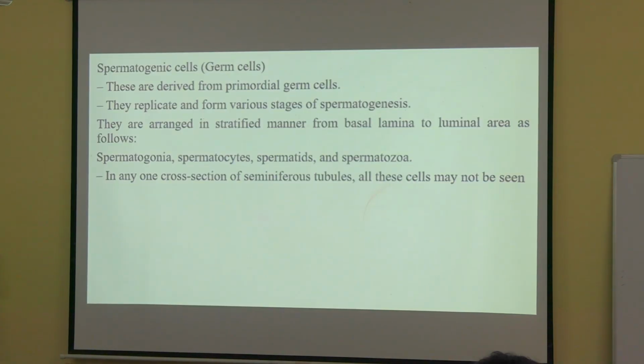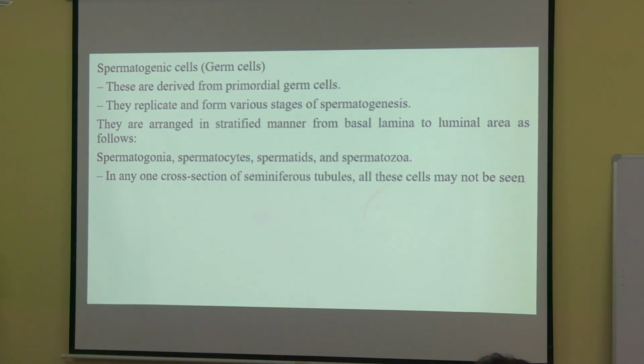Okay, next, the most important part about the spermatogenic cells is that you have to know the location of the different spermatogenic cells. Okay, so first of all, the spermatogenic cells derive from primordial germ cells. Already you have studied about that. They will replicate to form various stages of spermatogenesis, which can be seen in the slide. Okay, next, how they are arranged. As I said, they will appear in a stratified manner, because different cells are there, so the arrangement will be different. That's why they will appear as a stratified layer.